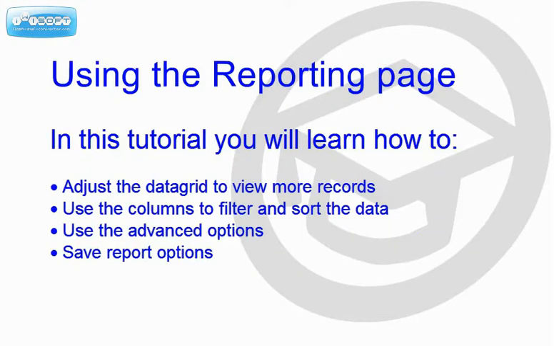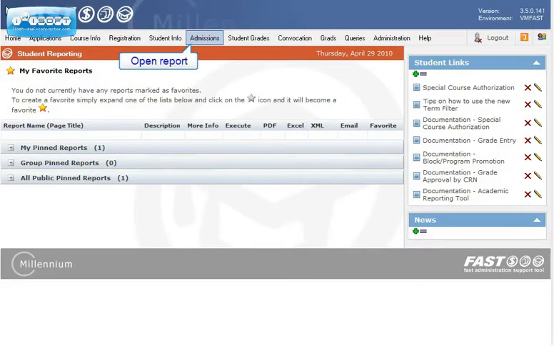In this tutorial, you will learn how to use the features on the reporting page, including changing the grid height to view more records, using custom column options, advanced options, and also how to save your report options as a pinned report. And I am going to use the admissions reporting page to demonstrate these options.